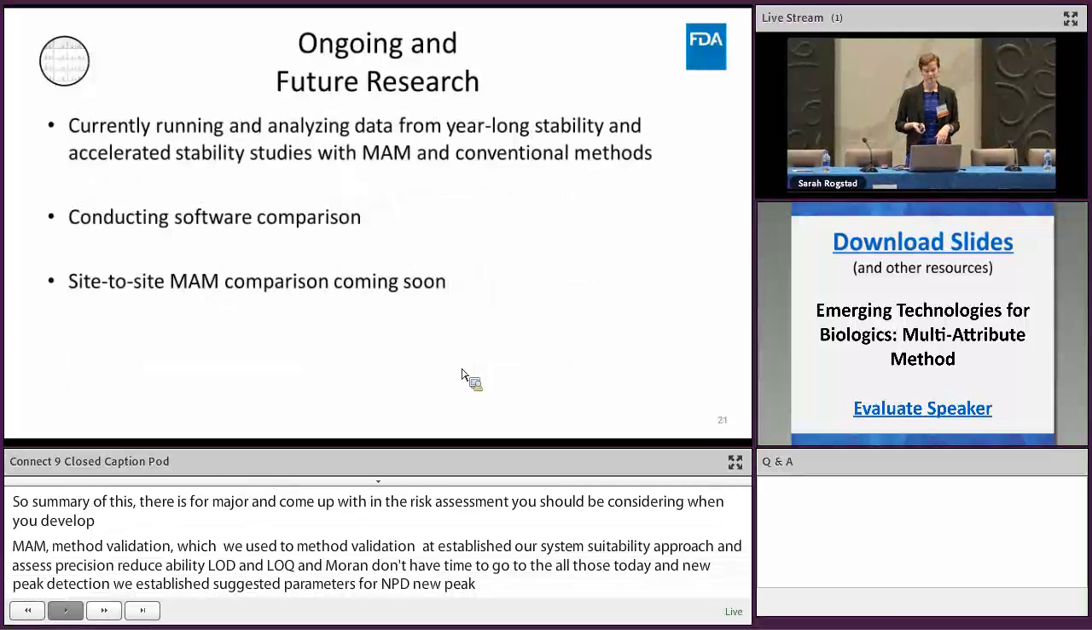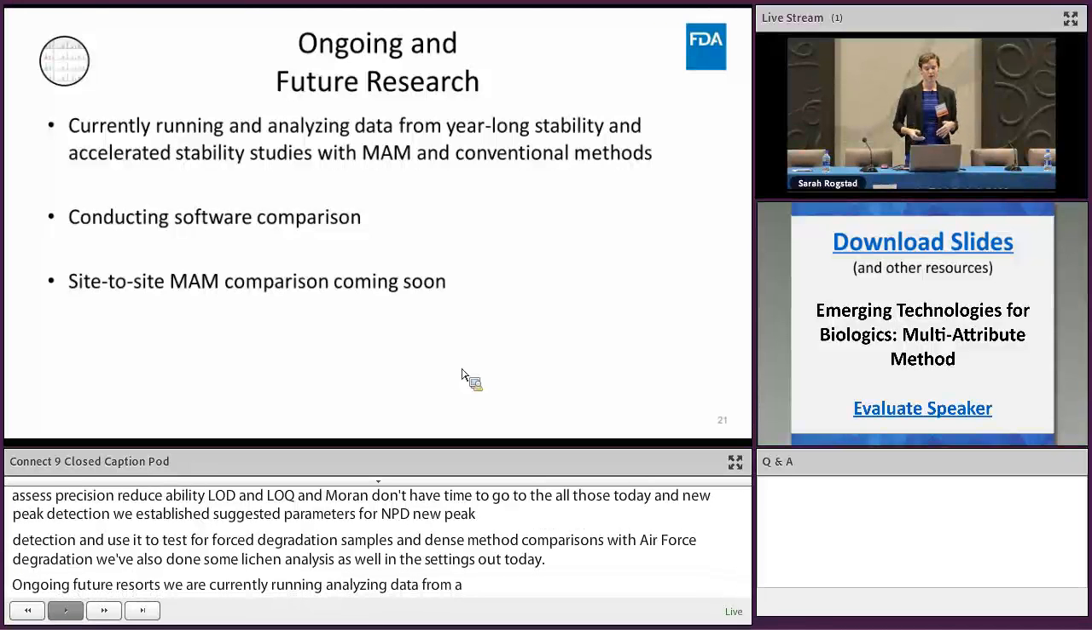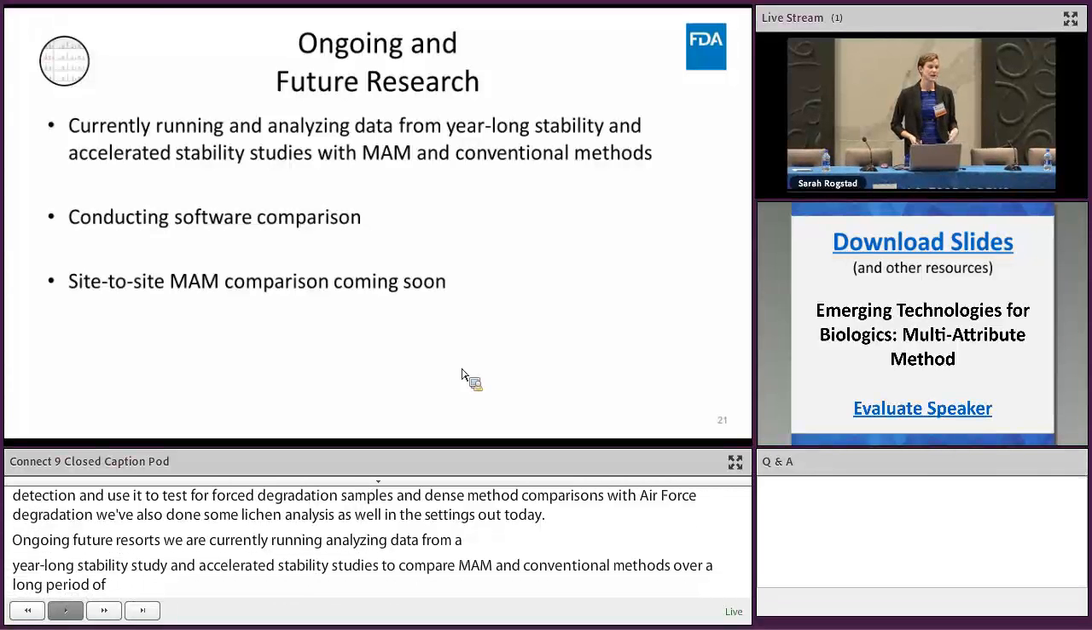Our ongoing and future research, we're currently running and analyzing data from a year-long stability study and accelerated stability studies to compare MAM and conventional methods over a long period of time and to see how well they compare and what we can do with that. We're also looking at a software comparison because, as I mentioned earlier, specifically for the new peak detection, it's really important what software you use and what it can do and how well it performs. And we're also working on a site-to-site comparison between our Maryland and St. Louis locations.